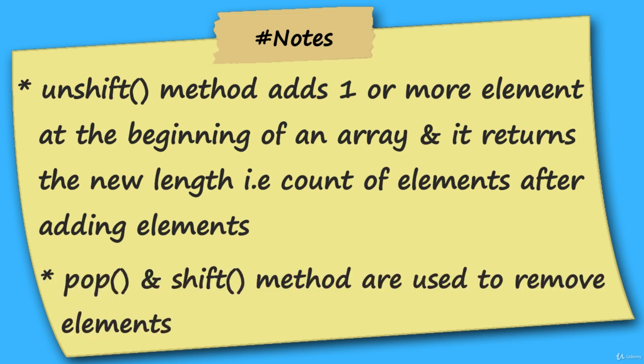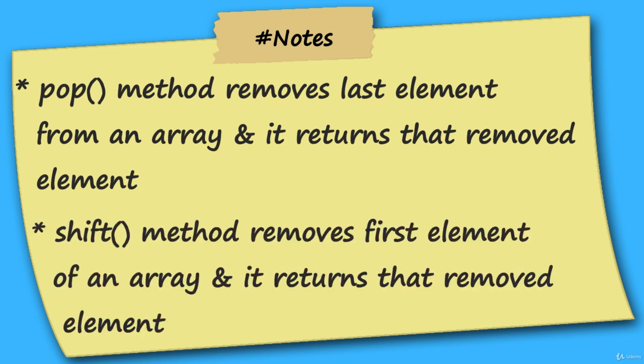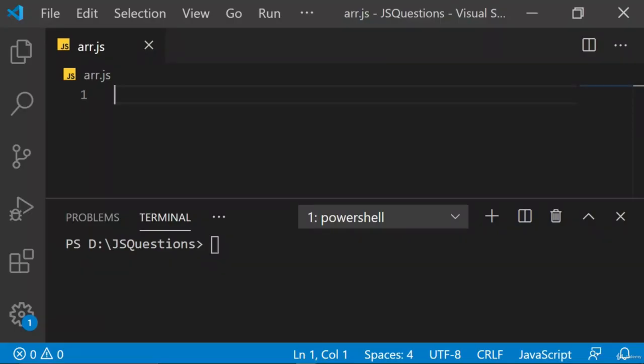Pop method and shift method are used to remove elements. Pop method removes the last element from an array and it returns that removed element, whereas shift removes the first element of an array and it returns that removed element. All these things we can see practically in a single example.